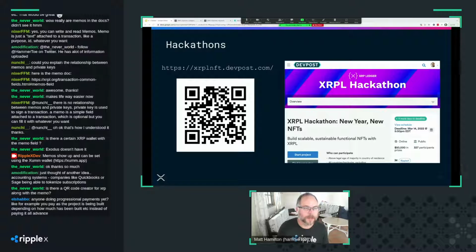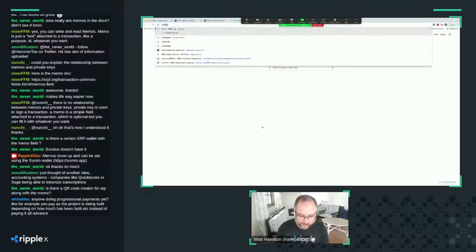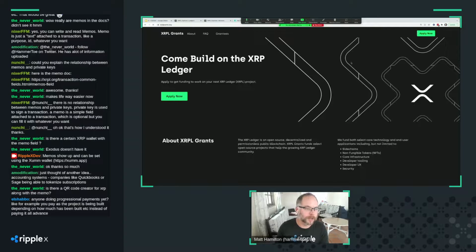If you want to work on wider projects, there's the XRP Ledger Grants Program. This is a program that has more substantial funding for projects wanting to build on the XRP Ledger. And actually, it said Wave 3 applications will open in March. I think Wave 3 applications actually just opened. Yeah, apply now. They opened half an hour ago and are available if people have ideas there.